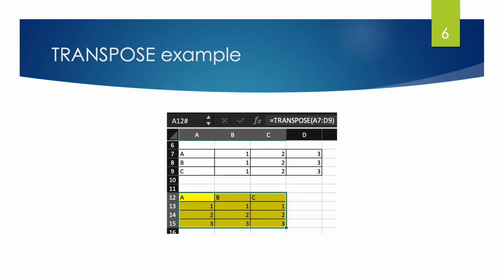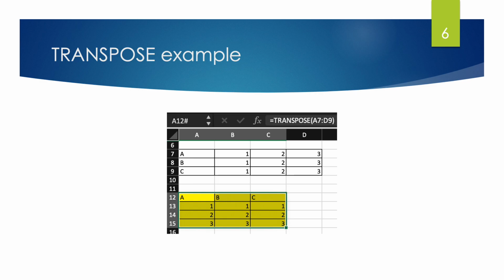So this is showing the transpose example. Transpose means that you want to change your table from maybe vertically to horizontally, or the other way around. For example here, I have this table ABC, just some random numbers, and then I want to change this ABC to be right at the top.